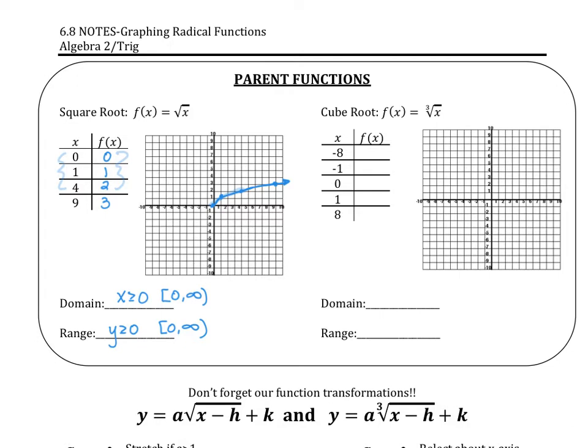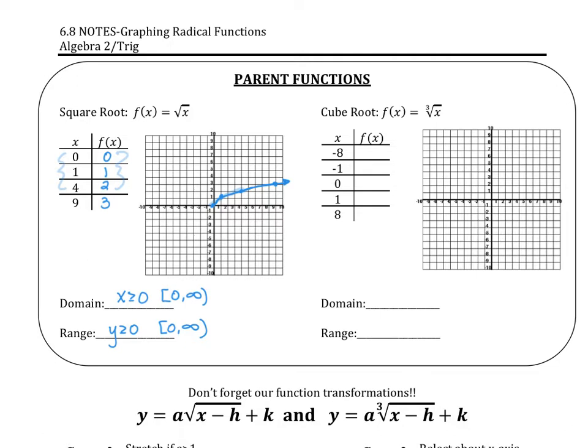You'll notice again with the cube root, I have weird values in my x that I've given you. And you'll notice I've included negatives. Why can I do that? Why can I include negatives with a cube root? Well, because I can take a cube root of a negative, I just can't take a square root of a negative. So thinking about our domain of a cube root, is there anything that we can't plug into the cube root?